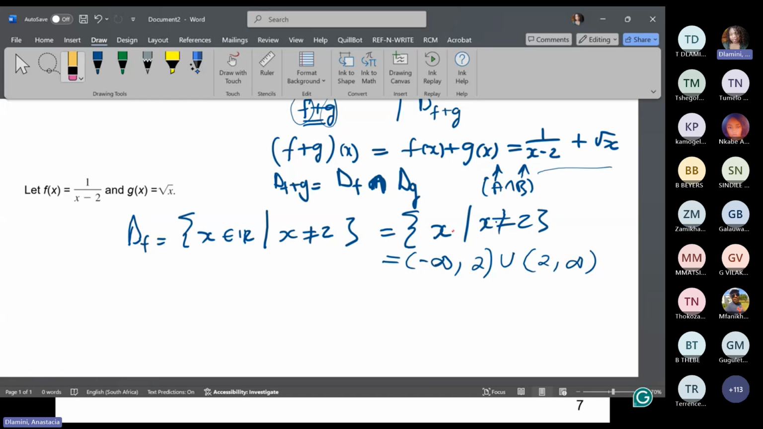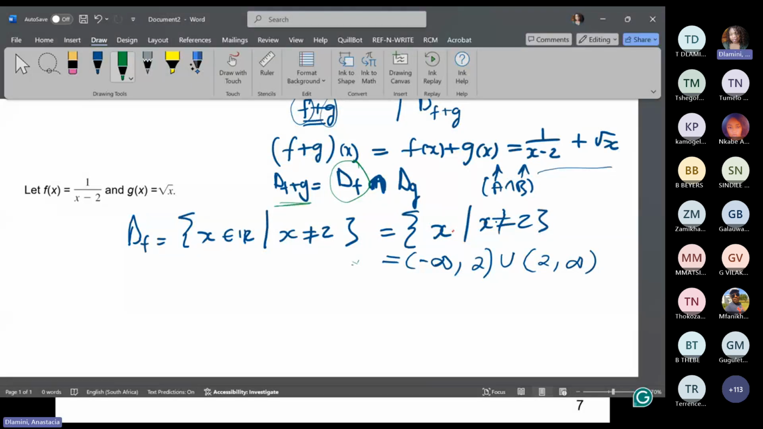Remember the question was why are we saying union instead of intersection? No, we're not there yet. Here we are finding the domain of f. Remember that we are saying that the domain of f plus g is the domain of f. Where's the domain of f? It's this one here.